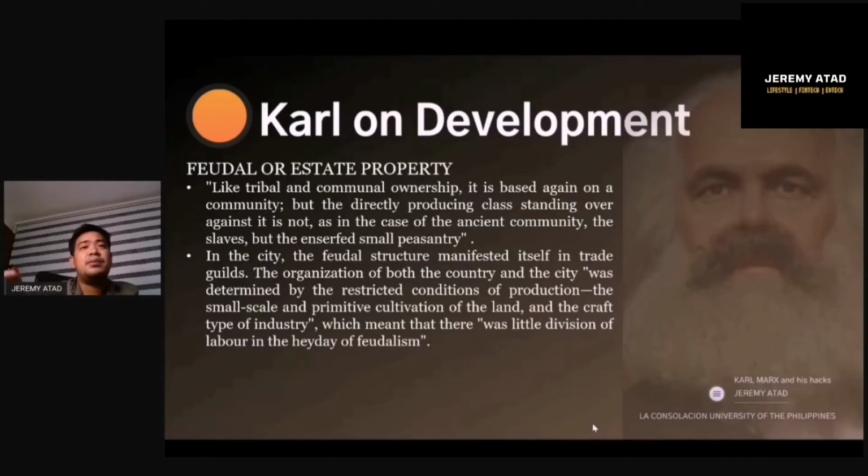The organization of both the country and the city was determined by the restricted conditions of production, the small scale and primitive cultivation of the land, and the craft type of industry, which meant that there was little division of labor in the heyday of feudalism. So, in the feudal or state property, exploitation functioned differently during this stage than during the height of capitalism, because each feudal peasant knew exactly what proportion of his labor had to be handed over to the aristocracy and the church, and the rest was his or hers to use.